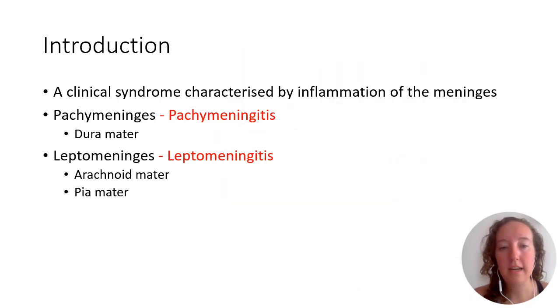And this slide again just highlights that the involvement of the pachymeninges is what we would term a pachymeningitis, and again, this is the dura mater. And then you get a leptomeningitis when you have involvement of the arachnoid matter or the pia mater. And these are both sort of underneath the umbrella term of meningitis.